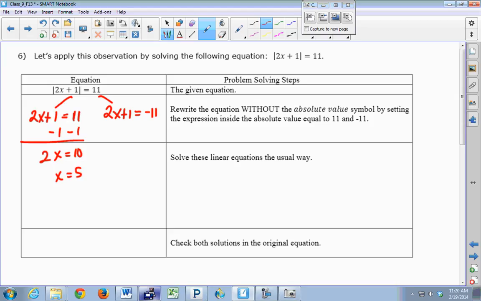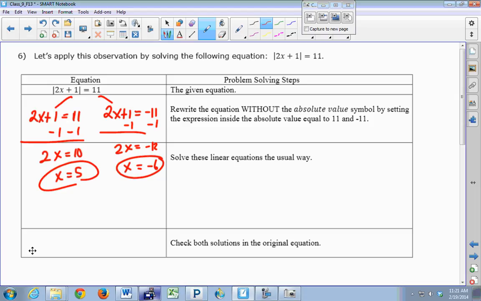And you get 5 for the first one. And for the second one, you get 2x equals negative 12 and x equals negative 6. And you're supposed to check them, but I'm going to tell you that they both work to save a little time. Okay? So notice, in order to use this method, your absolute value term has to be all by itself on one side and your constant is on the right side, or vice versa. It doesn't matter what side it's on. So isolate the absolute value.